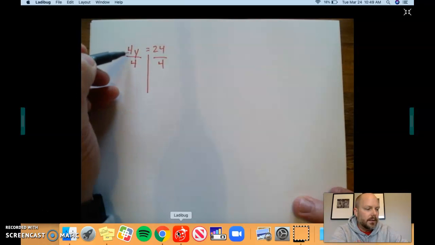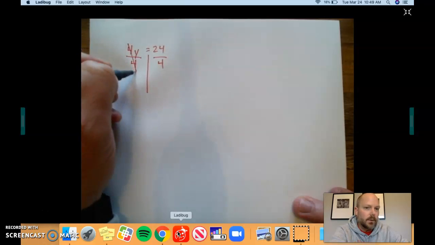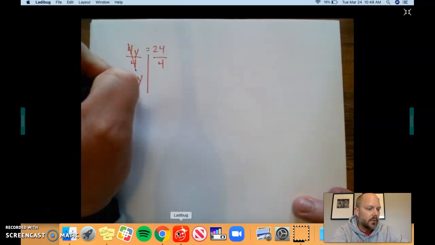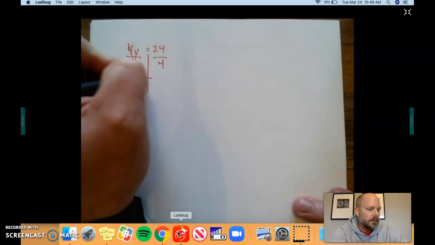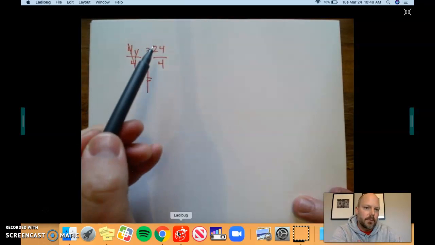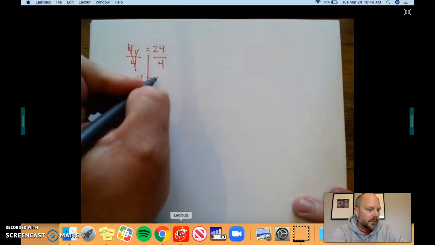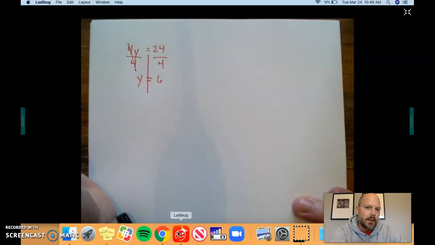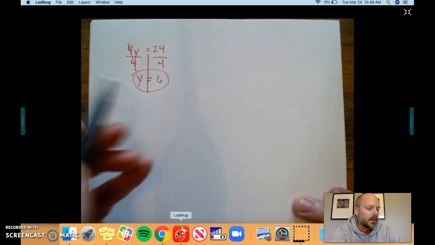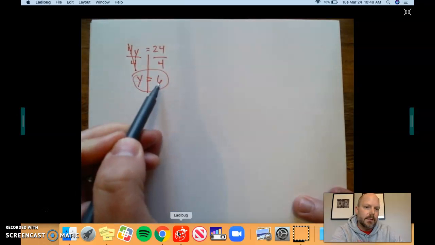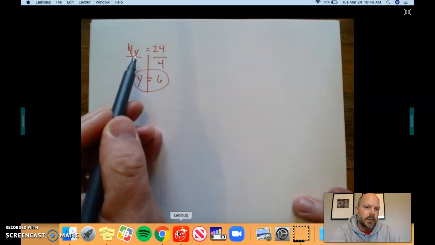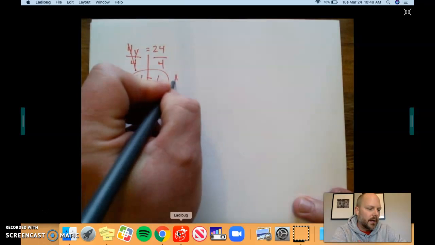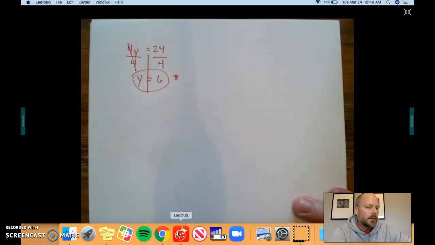Now on this side, 4 divided by 4 is 1. So those actually cancel out, and we're left with y equals, and then 24 divided by 4 is 6. Okay? So we're left with y equals 6. And we can plug that answer back into our equation. So if we say 6 is y, 4 times 6 is 24. So we know that we got it right. Let's do another one.